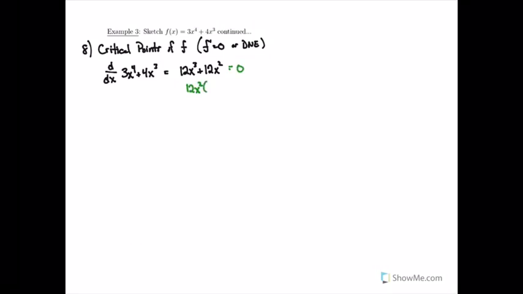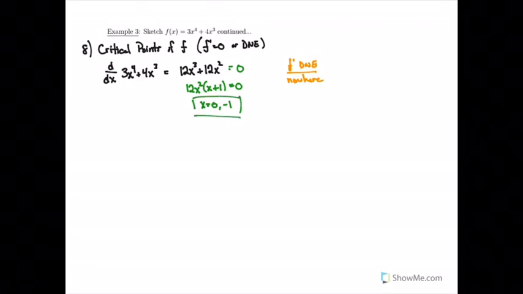We can factor out a 12x squared, left with an x plus 1. And this gives us two critical points, x equals 0 and -1. We also need to consider when does the derivative not exist. But since this is a polynomial, there's no issue here. So we have x equals 0 and -1 are the critical points.